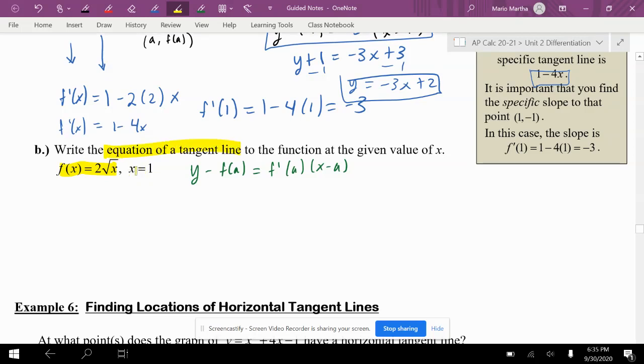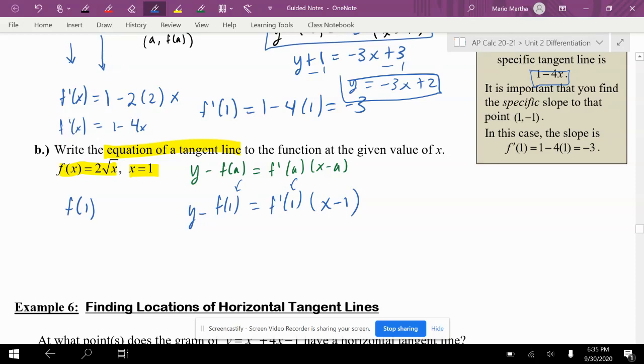And then I have x equals 1. So they're only giving me the a value here, right? So I need to find f of 1. I also need to find f prime of 1, right? So actually, y minus f of 1, and then this is going to be x minus 1. So I still need to identify f of 1 and f prime of 1.